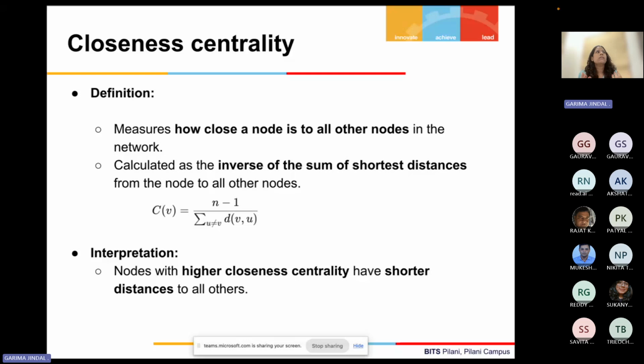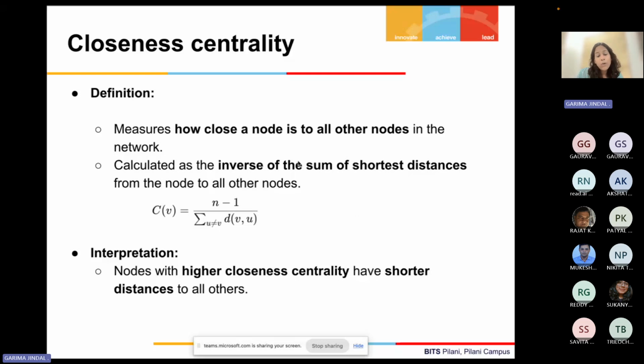So suppose there is some information that I want to spread really quickly. Okay, so I will try to identify the person who has high closeness centrality, and I will give that information to that person, so that person will quickly diffuse this information in the network. Why? Because that particular node is closer to all the other nodes in the network. So we identify nodes based on this centrality measure whenever it is important to us how fast our information is spreading in the network.